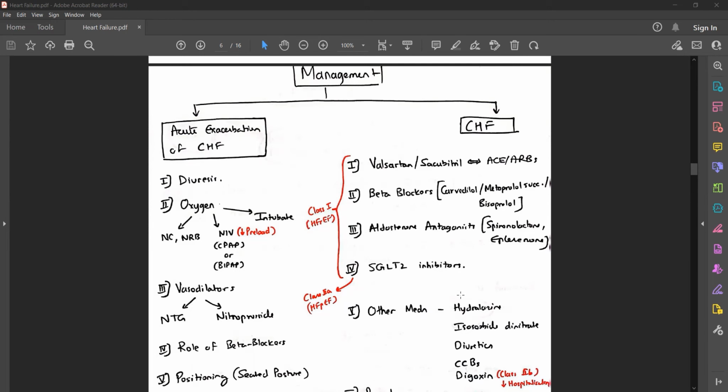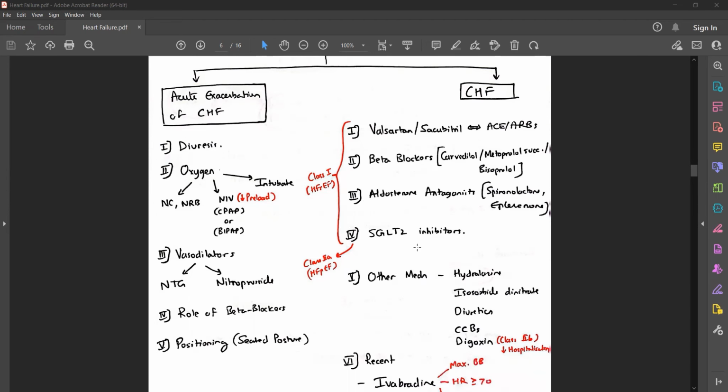Then SGLT2 inhibitors, whether or not the patient is diabetic, the patient with HFrEF has to be on an SGLT2 inhibitor. The most important ones that we use are dapagliflozin and empagliflozin. Then for HFpEF, as such, we do not have class 1 recommendation drugs, but we have class 2A recommendation. That is, SGLT2 inhibitors. This is the only class of drug that is nowadays used for all the patients with HFpEF, whether or not they're diabetic.